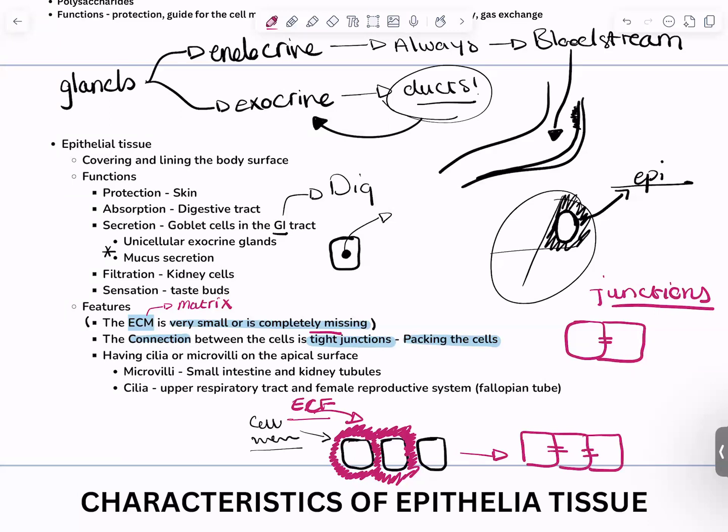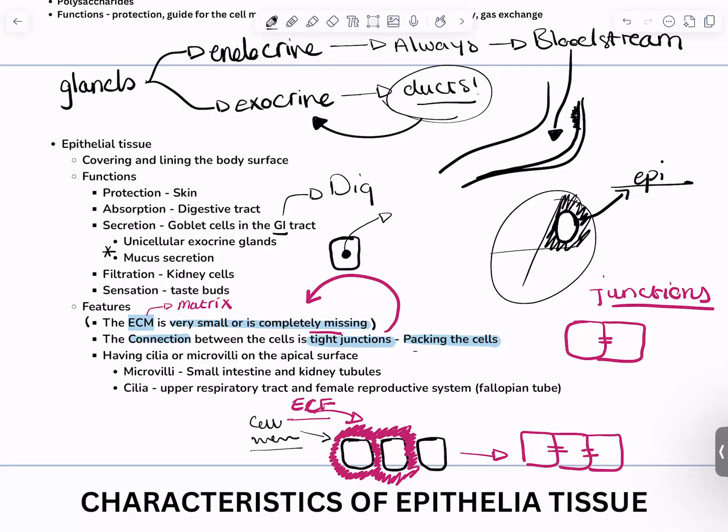So extracellular matrix is missed. Why? Because we have many tight junctions between the cells. So if they ask what is the main reason that the majority of the extracellular matrix is missed, what is the main reason? The main reason is junctions between the cells.